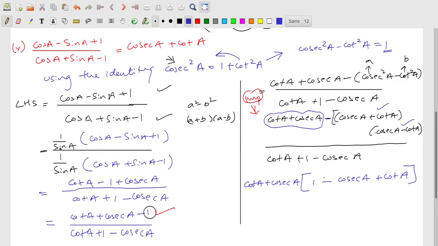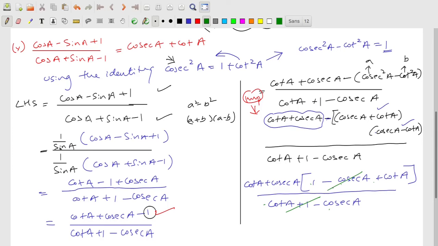Alright, so this we got when we took this cot A plus cosecant A as common, and in the denominator the same expression, cot A plus 1 minus cosecant A, right? So now just compare these two, 1 minus cosecant A plus cot A and cot A plus 1 minus cosecant A. Are these two same? Because this expression, cot A plus 1 minus cosecant A, can be written as 1 minus cosecant A plus cot A, right? So these two expressions are same.